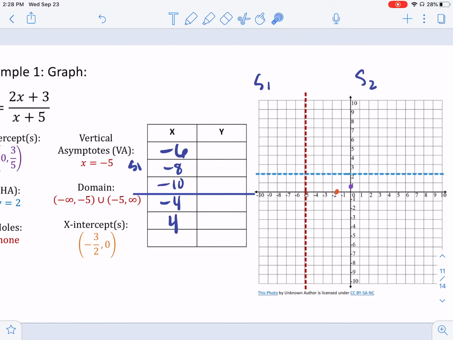I could have found more, but remember, you can see we already have 2 here. So in section 1, I have a total of 3 points. In section 2, a total of 4 points. These 2 here and these 2.